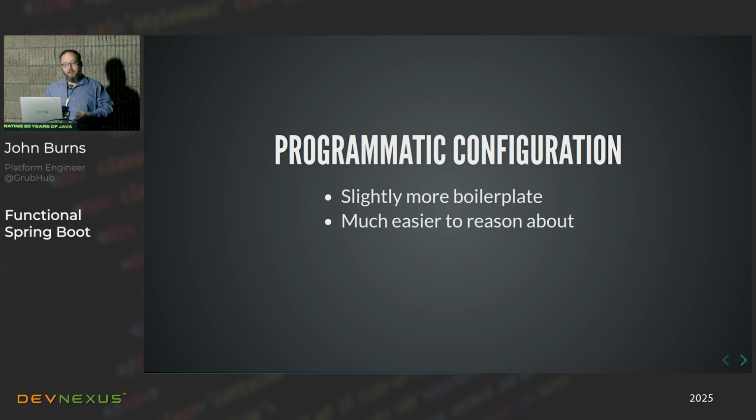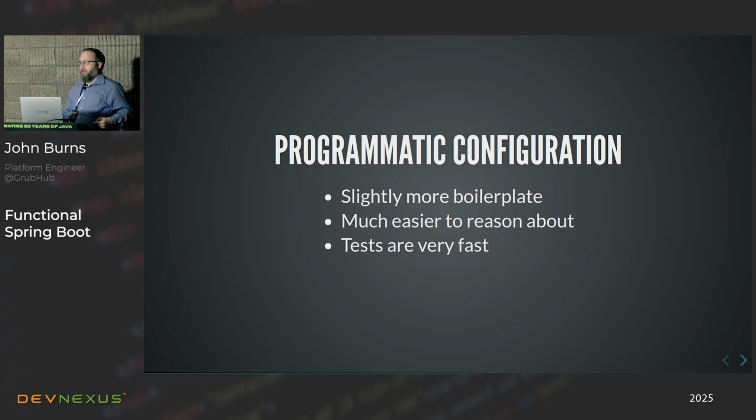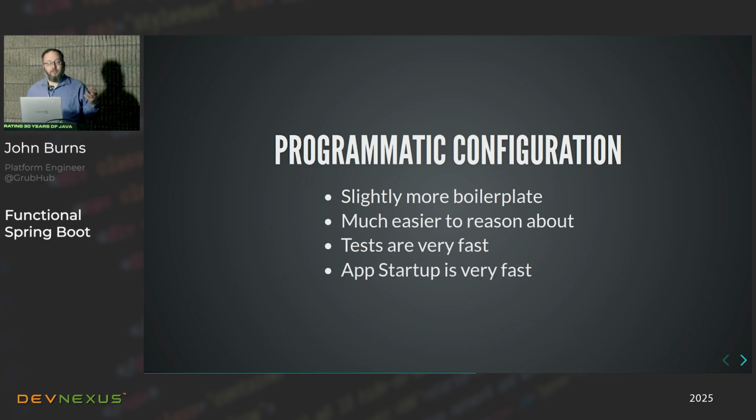Another advantage of programmatic configuration is that tests are very fast because you don't have to test your configuration code with @SpringBootTest and spin up the whole application every time. You can use these functional interfaces that are actually in Spring and just new up an empty context and pass it in, and then after the function is called, you can inspect that context object for which beans have been created and things like that, and it's very quick. And also, the actual app startup itself is very fast.